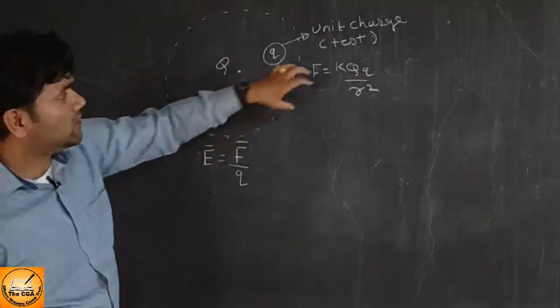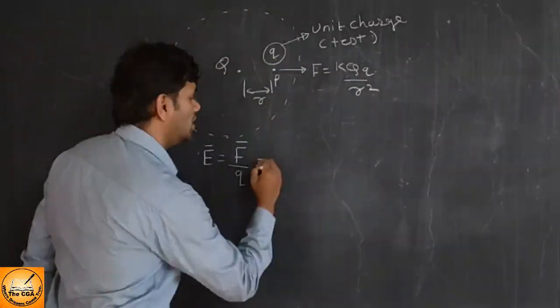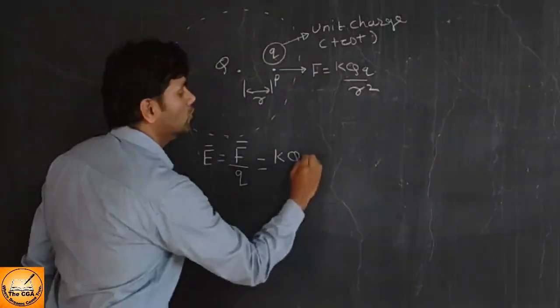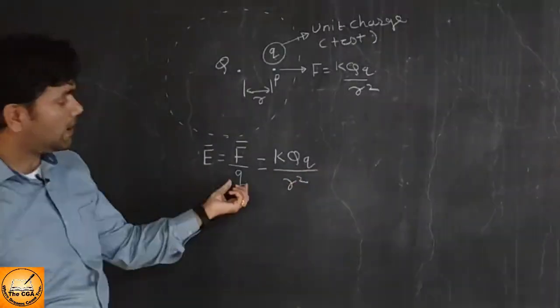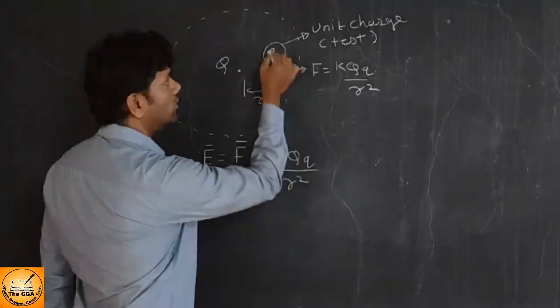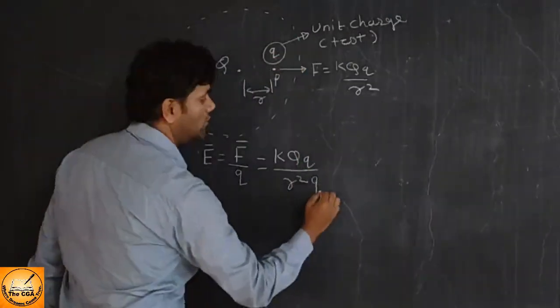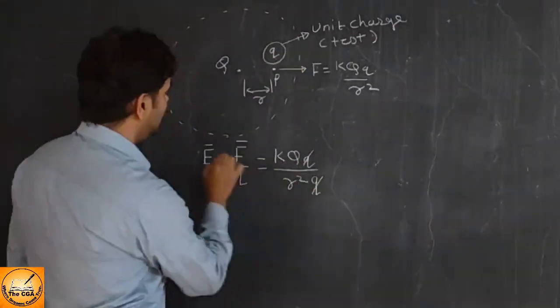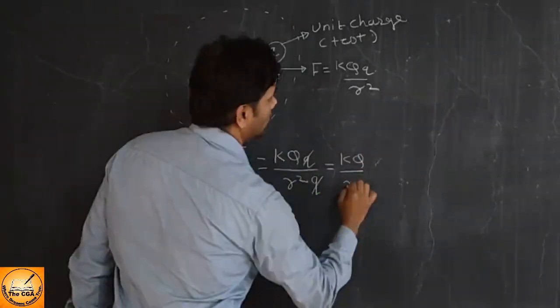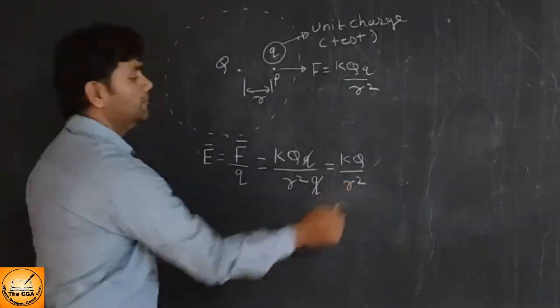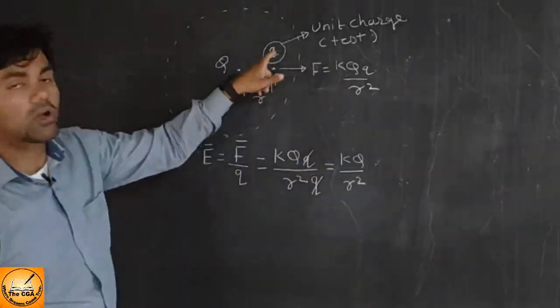The force acting on a test charge, we know, is kQq divided by R square. If I divide it by small q, the magnitude of this test charge, we are going to get the quantity that is the electric field, which will be equal to kQ by R square, and this value is independent of the small q charge.